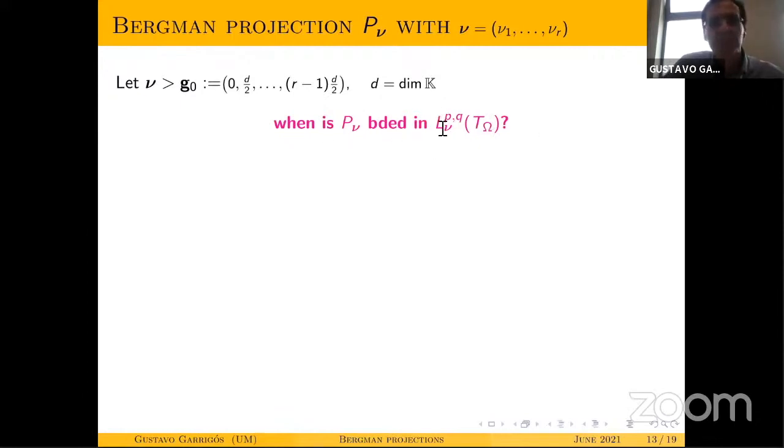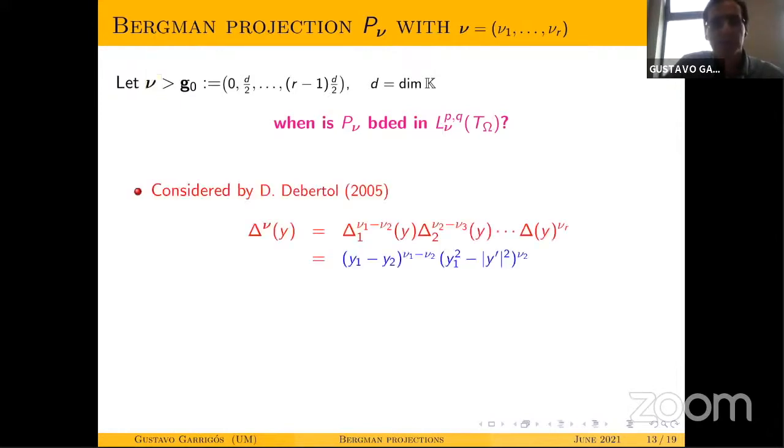So the question now is boundedness when you put a more general weight, which is not necessarily diagonal, and then what happens? This was considered by Daniele De Bertol when he was starting his PhD thesis with Fulvio Ricci in Pisa. In this case, the weight is a product of the principal minors. If you think of the light cone, which is the case of rank 2, it's just a product of the Lorentz form, which is the determinant, and the first minor, which is y1 minus y2 raised to this power.